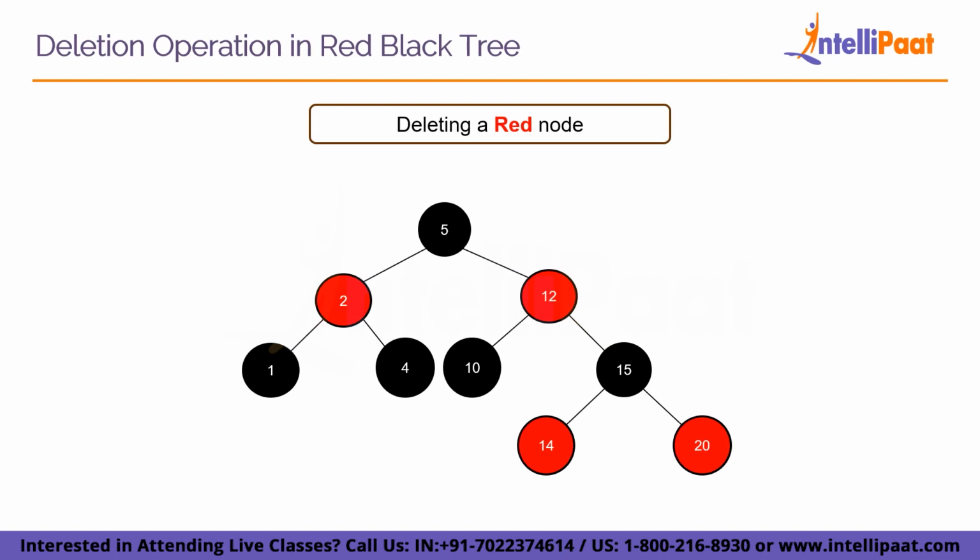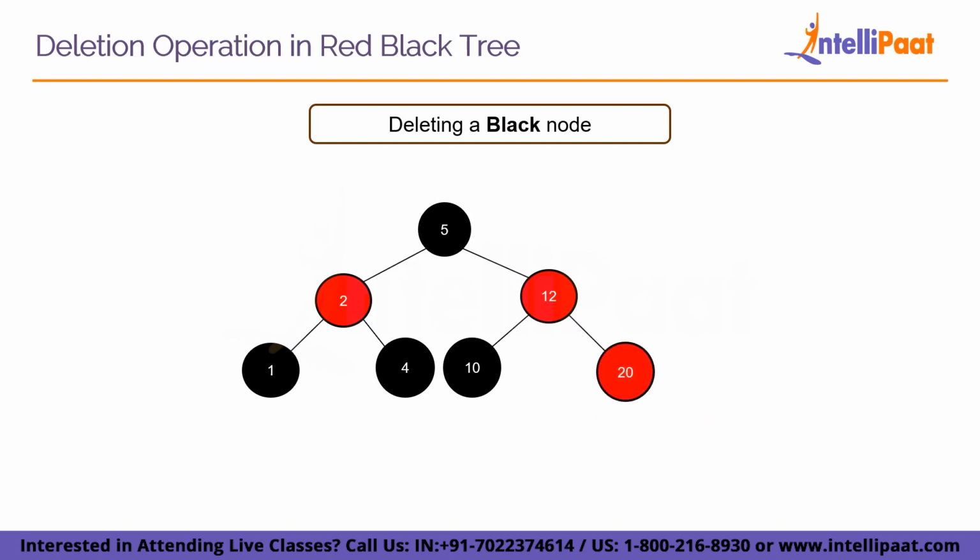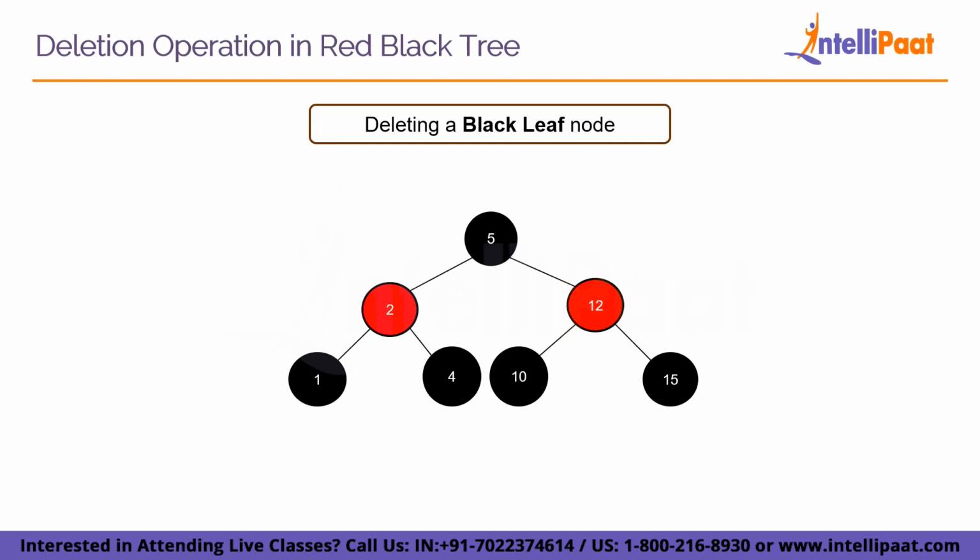If a red node is deleted, no modifications are required because deleting a red node does not break the red-black tree characteristics. If a black node is deleted and the node replacing this deleted black node is a red node, then we need to recolor it to black to maintain the amount of black nodes. But if the deleted node is a black leaf node, then we will be caught in a double black situation.